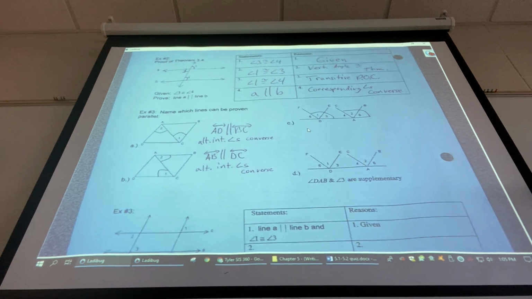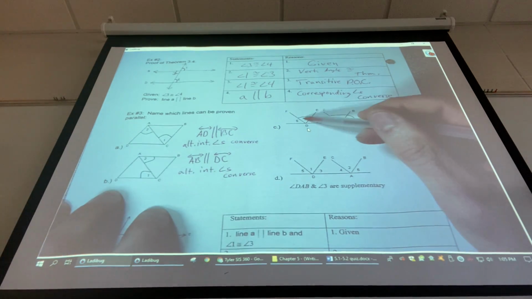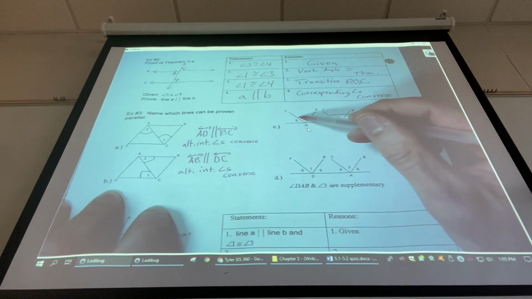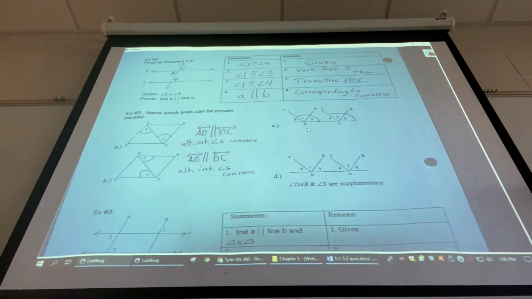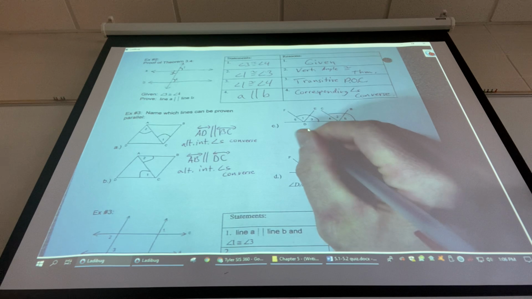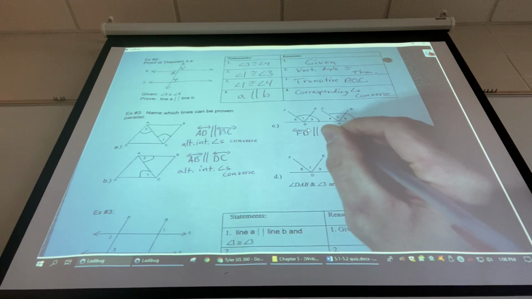Now C looks a little bit funny. Do you guys see how these arc marks go all the way across these two angles? Yeah. Okay, so what do you guys think? Which lines are FD and CA? FD and CA. Is everybody in agreement?